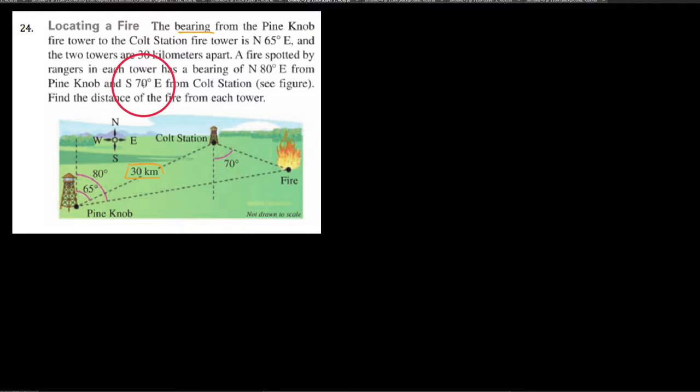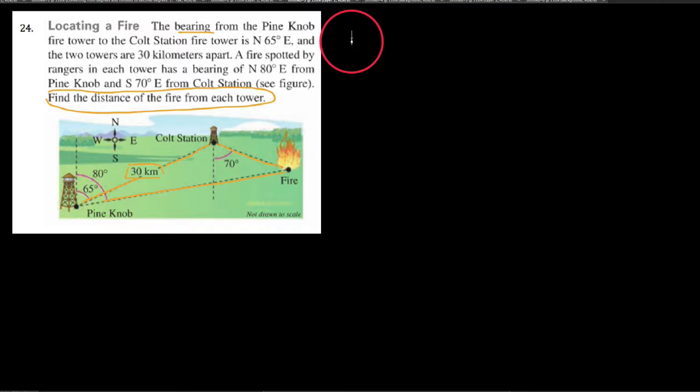And it says south 70 degrees east from Colt Station. So you notice from Colt Station, they drop a line south, and they deviate 70 degrees towards the east to go in the direction of this fire right here. So our job is going to be to find the distance of the fire from each tower, but those distances really would be these two side lengths on our triangle right there and there. So it's unmistakable that we have this obtuse triangle right here and that we want to go find some side lengths, but it's all going to be contingent upon, could you tell me some angles on the inside of this in the first place? And so basically we're going to have to understand this bearing business.